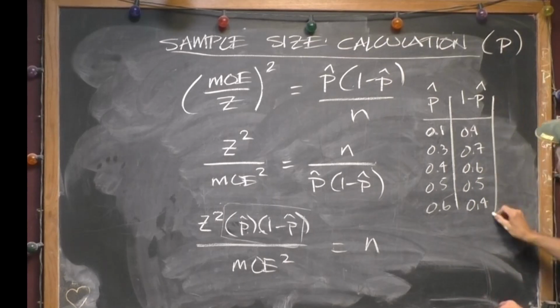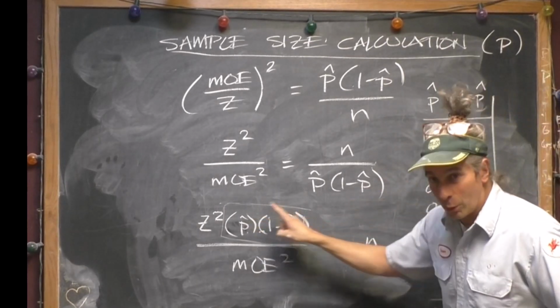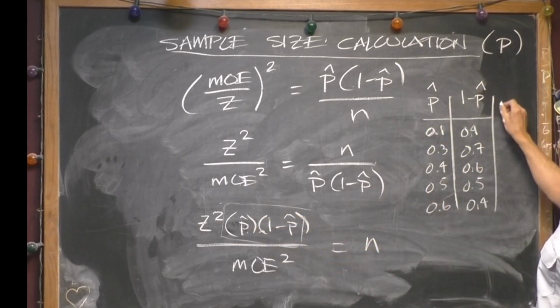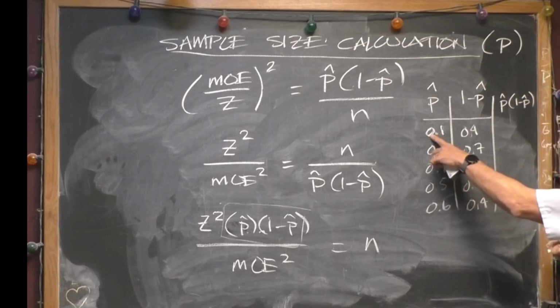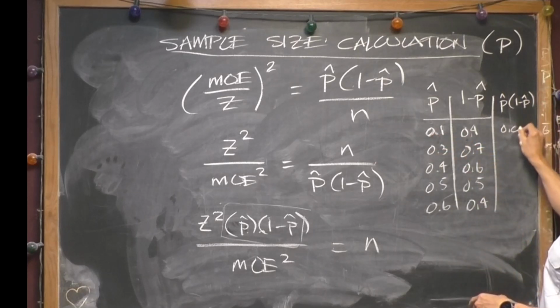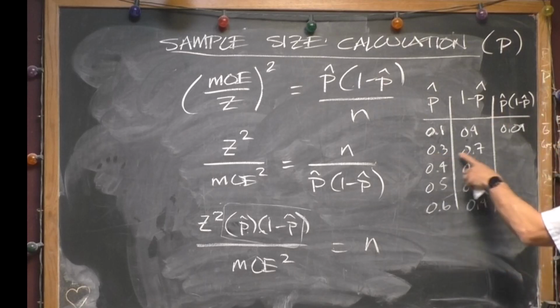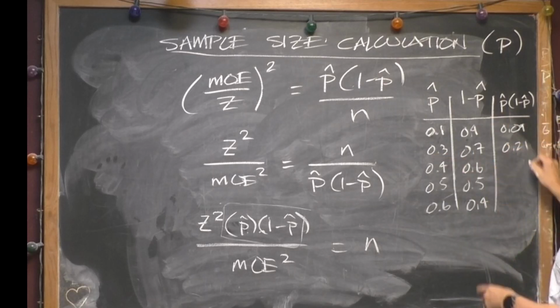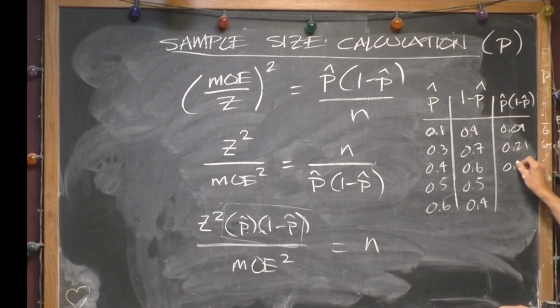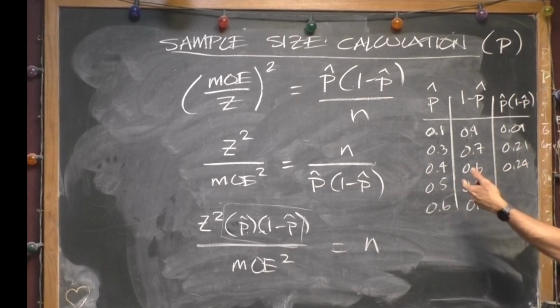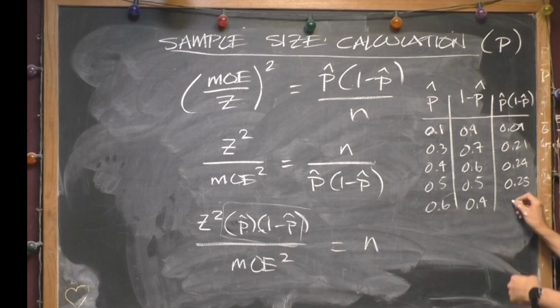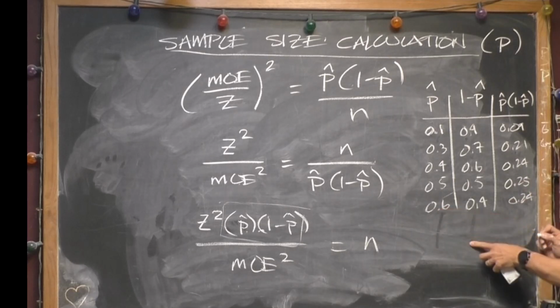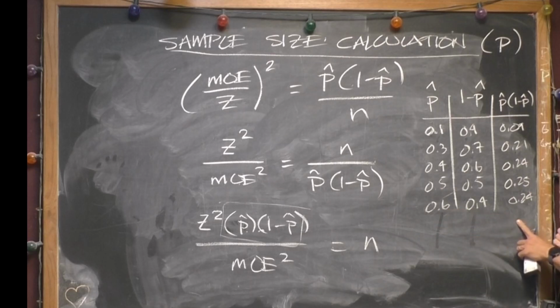The product of those two things is what is going on right here. So this is p hat times 1 minus p hat. So 0.1 times 0.9 is 0.09. 0.3 times 0.7 is 0.21. 0.4 times 0.6 is 0.24. 0.5 times 0.5 is 0.25. 0.6 times 0.4 is 0.24 again. And if this keeps getting bigger, this keeps getting smaller, and this product is going to keep getting smaller.